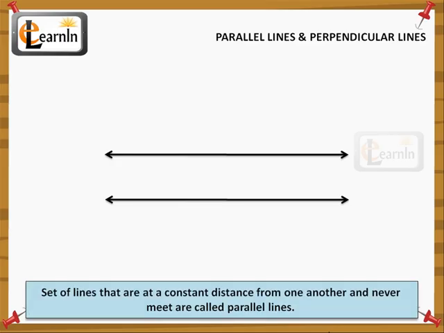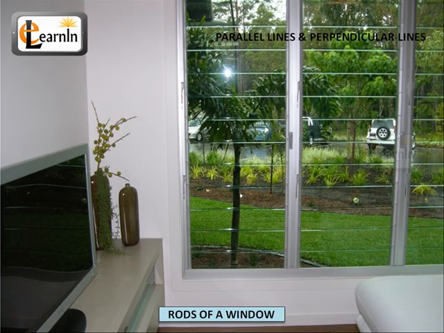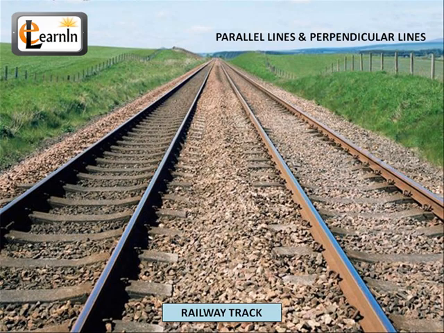Observe the lines L and M shown here. Notice how they're equidistant from each other all the time and seem to extend eternally, just like railroad tracks. Such sets of lines are at a constant distance from one another and never meet, and these are called parallel lines. Some examples of parallel lines you may have come across in your daily life include the lines of a ruled notebook, the rods of a window, and, like I said before, the railroad tracks.